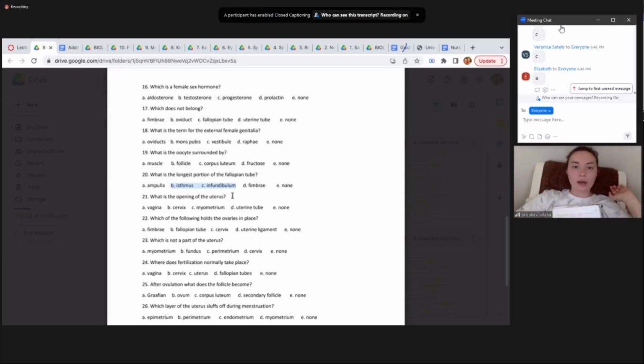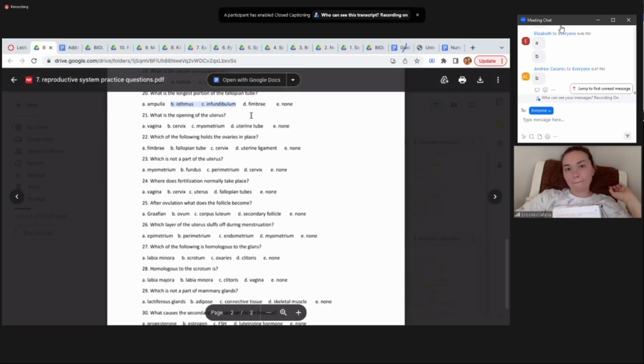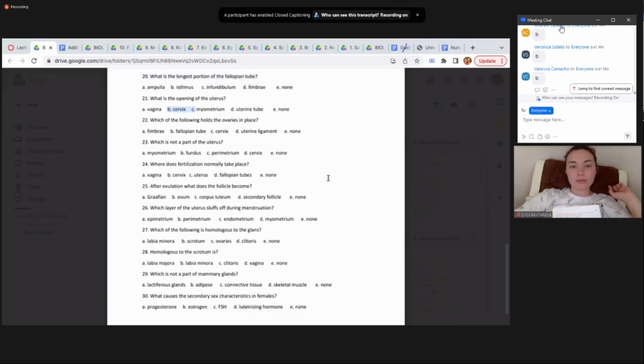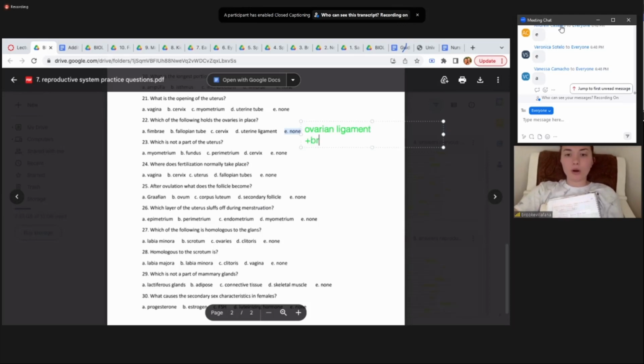21, what is the opening of the uterus? Good, the cervix. B, cervix. 22, which of the following holds the ovaries in place? Good. E, none. What is the correct answer? The correct answer there would be the ovarian ligament, right? And the broad, because the broad ligament kind of holds everything together.